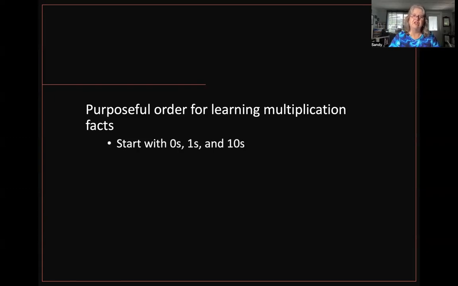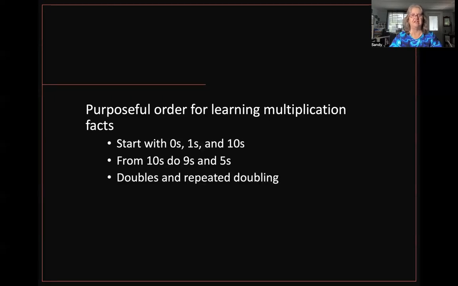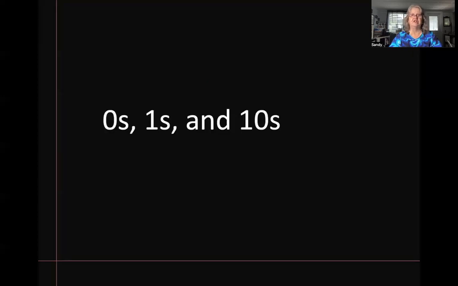So what I recommend you consider doing is we're going to start with the zeros, the ones, and then do the tens. Not do them in order, zeros up to tens, but do zeros, ones, and then tens. From the tens, we'll do the nines because we build down from the tens for those, and we do the fives because those are half of the tens. We'll then do doubles and use repeated doubling to do twos, fours, and eights. We'll look at square numbers because for many children, looking at squares and areas is easier for them to remember. And then throughout, we'll use the distributive property. So let's look at the zeros, ones, and tens.